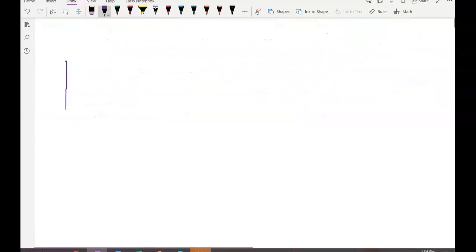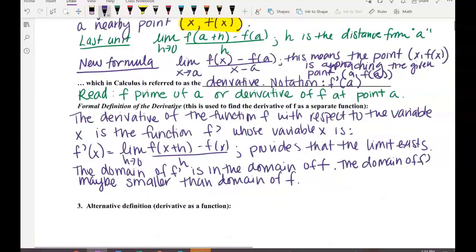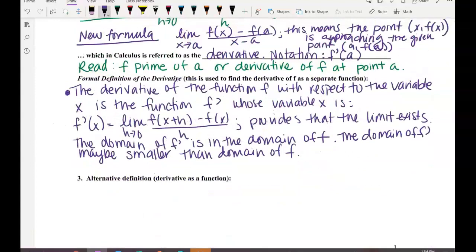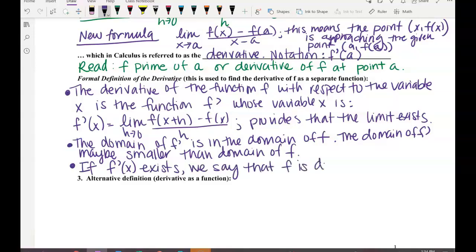Now let's go back and do a bullet right here. That's number one. Number two will be the domain, and then one more bullet right there. If f prime of x exists, we say that f is differentiable at x. So this is a word that we want to know.